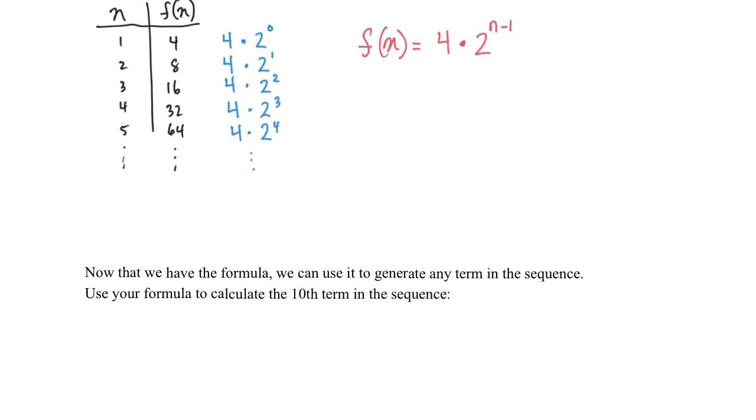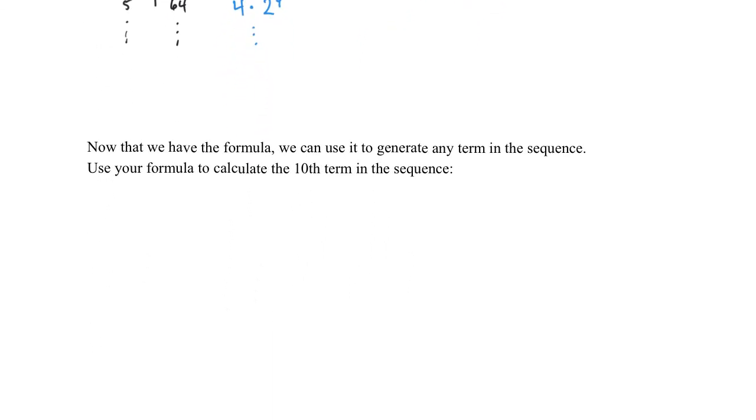So how does that apply down here? Okay, well, here's our formula. I'm having trouble writing my n's today. 4 times 2 to the n minus 1. This is for a multiplying pattern. So if we want to find the 10th term in the sequence, then we would do 4 times 2 to the 10 minus 1.